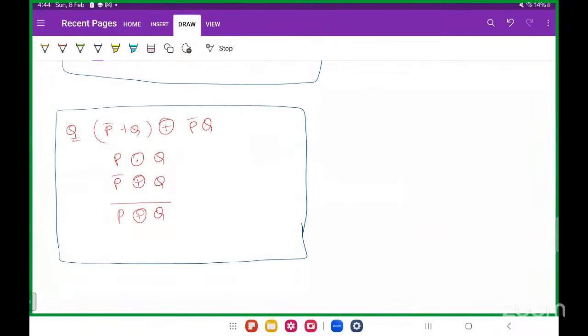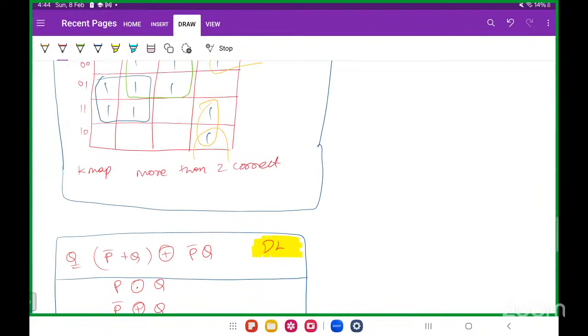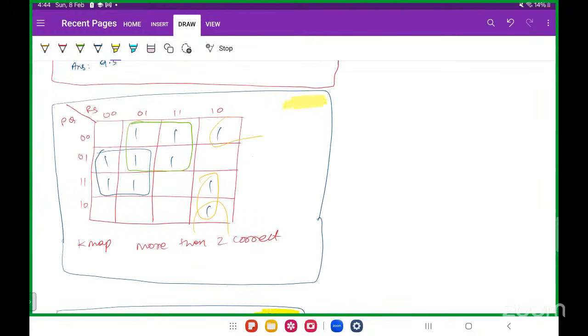There is one problem of a digital gate, whose actual answer is an XNOR gate. So you can answer in 2 different ways: either P bar XOR Q, or the whole complement of P XOR Q. Such kinds of questions have come in GATE PYQs many times.